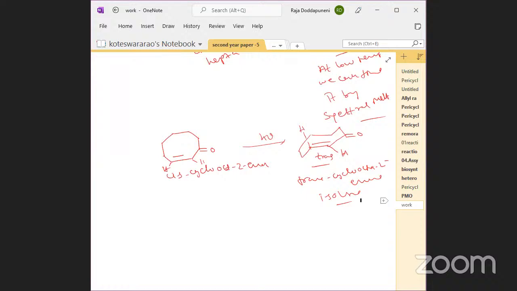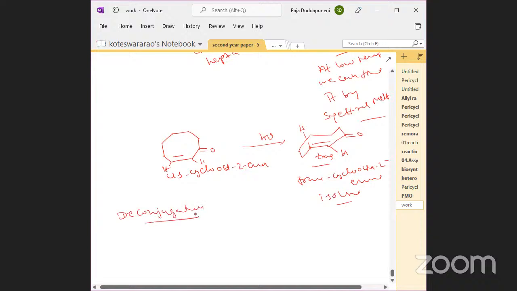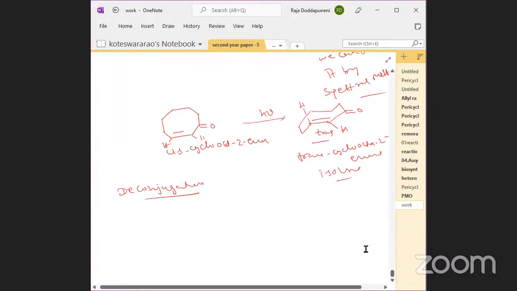Deconjugation. Deconjugation means we have seen alpha beta unsaturated compounds. The next kind of reactivity is deconjugation. Take an alpha beta unsaturated ester. This is the alpha position, this is the beta position. At the gamma position, hydrogens are there. First, on irradiation with light, it produces the corresponding pi to pi star transition state.